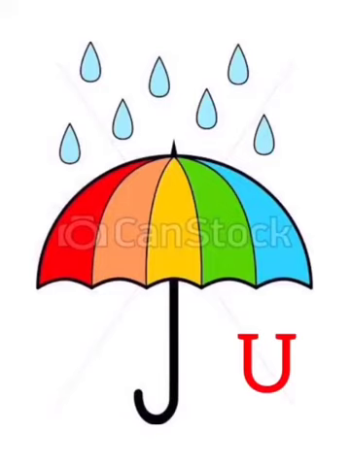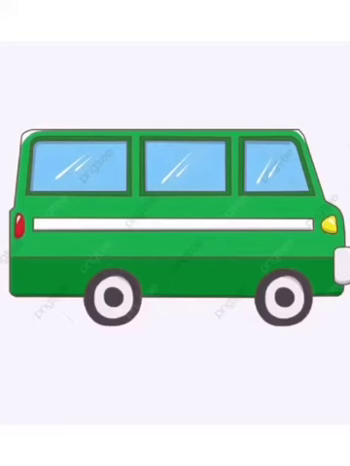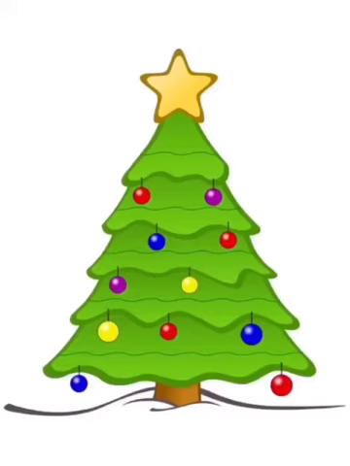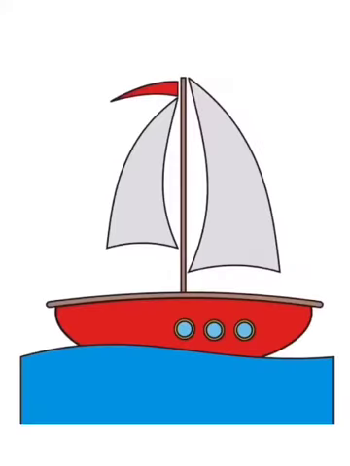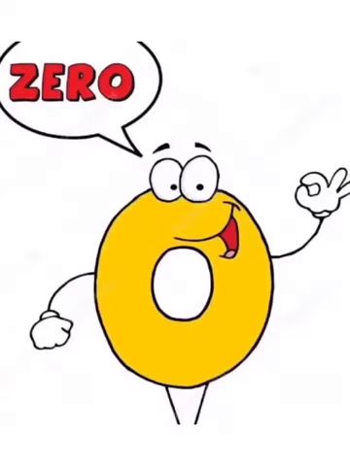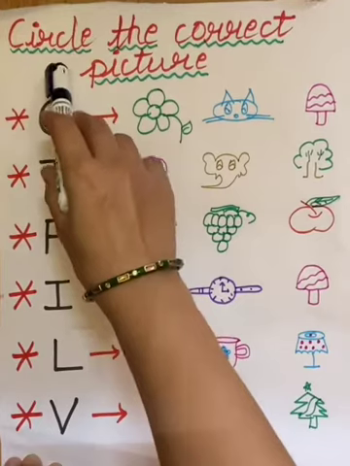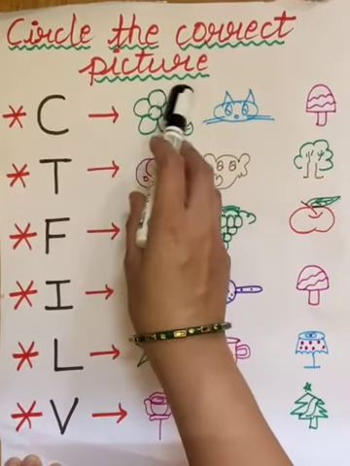U, U, umbrella. V, V, van. W, W, watch. X, X, Xmas tree. Y, Y, yacht. Z, Z, zero. Okay, now nursery class, let's continue with the new topic, that is circle the correct picture.